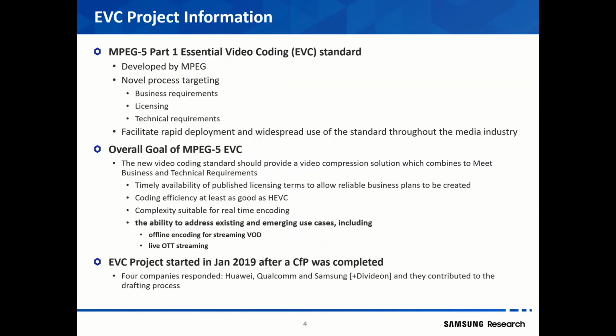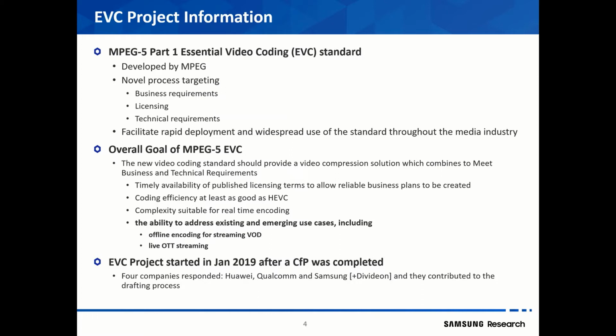MPEG-5 EVC has been developed by MPEG with two goals. The first goal is to provide good coding efficiency, and the second goal is to provide for business requirements from the beginning of the project. The second requirement is relatively different from the other codec. The targeted use cases include offline encoding for streaming, live OTT streaming, and broadcasting services.